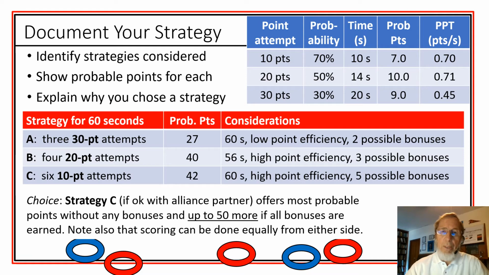Note also that if we're scoring 10 points, think back about the field. We could score from the left side or the right side, which gives us some flexibility there in terms of the game position when we're attempting these scores. So that's good as well. So here we've documented our strategy. It can be understood by others. We can justify our strategy by the probable points.